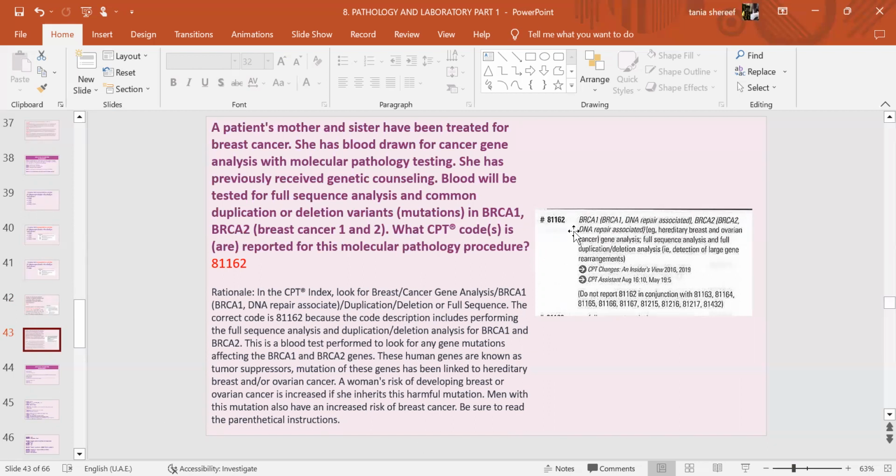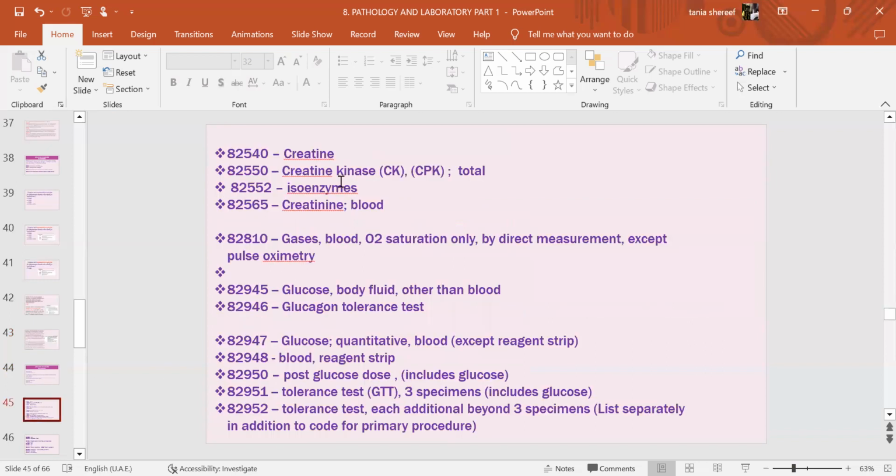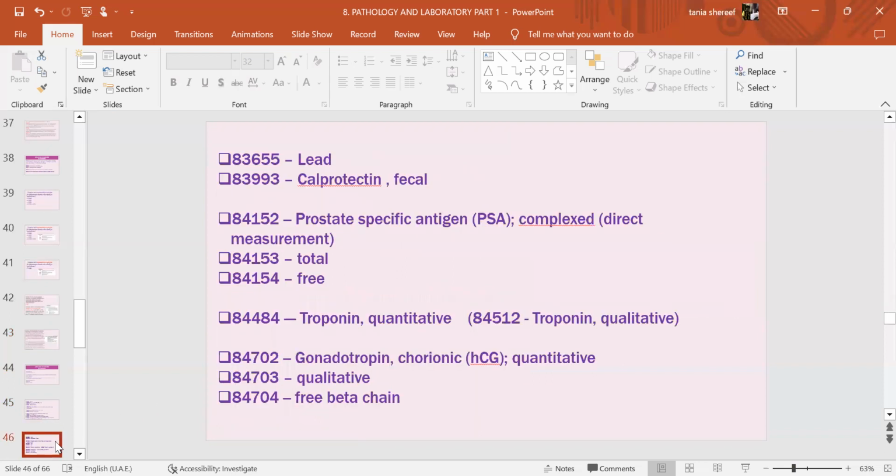So if we check in the text, we can see for BRCA1 and 2, the code is 81162. Now some chemistry procedures. So these are the codes we usually see in the panels. For example, calcitonin, chloride, bilirubin, etc. So here also we can see creatinine in blood, glucagon tolerance test, glucose quantitative. All these tests.